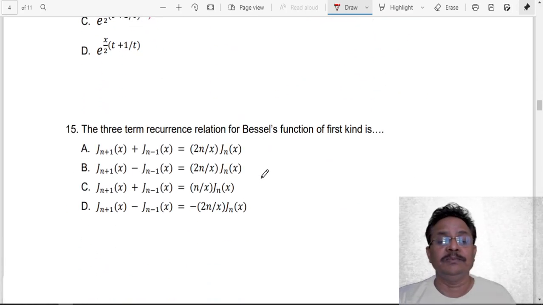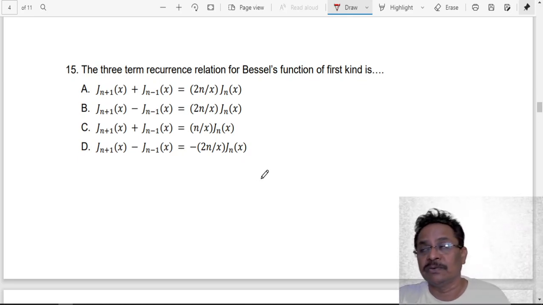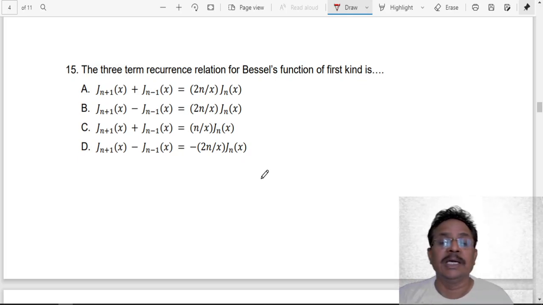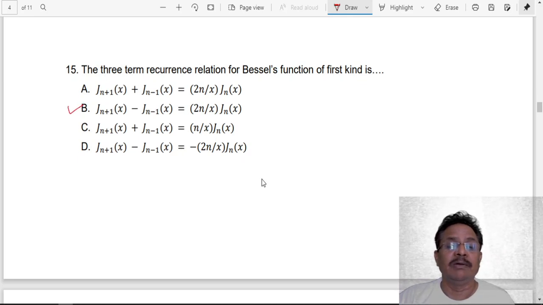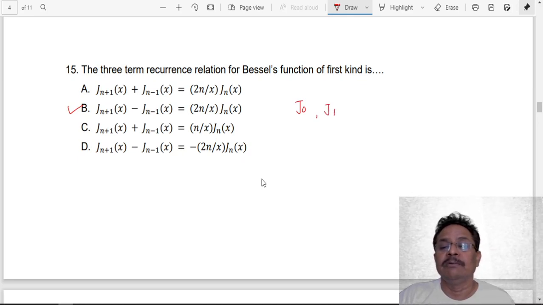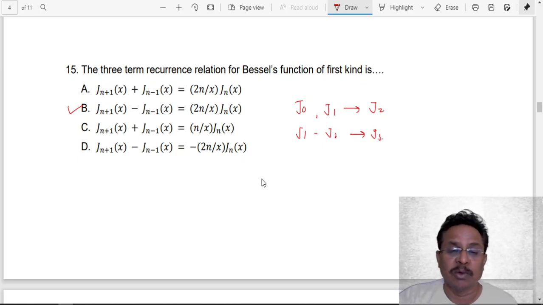Now question number 15. This is again a straightforward three-term recurrence relation for the Bessel function of the first kind. Earlier we have seen, here in question number 15, the correct option is again this B. We have already defined this: Jn plus 1 of x minus Jn minus 1 of x is equal to twice n upon x into Jn of x. So knowing J0 and J1, we can calculate J2, or knowing J1 and J2, I can go for calculation of J3 and so on. So all higher order Bessel functions can be obtained using this type of three-term recurrence relation.